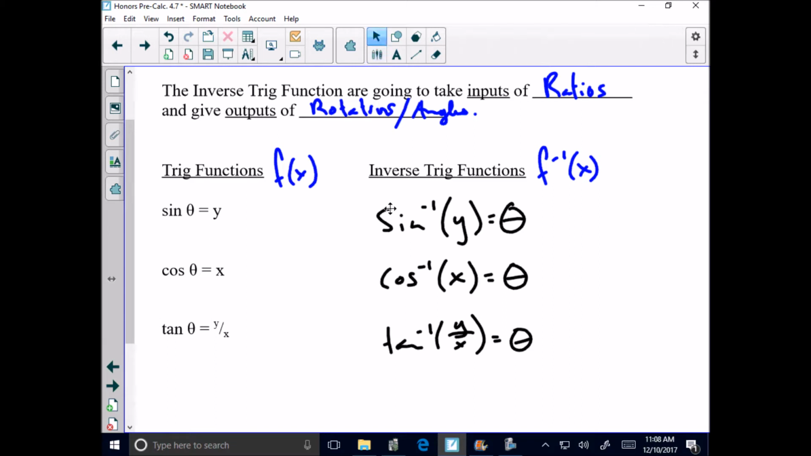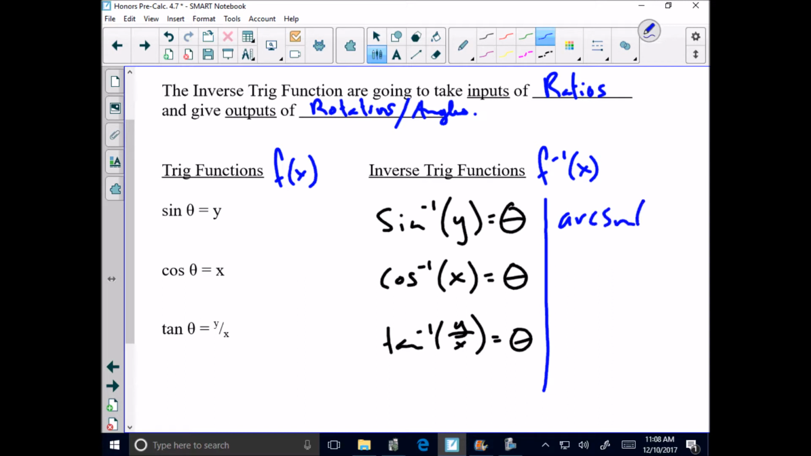Now we have an alternate notation for inverses, and that's going to be arc. So right here, another way of writing inverse sine is arc sine. And arc sine, of course, is taking the y value on the perimeter of the unit circle as its input and giving us the rotation where that y value happens as its output.